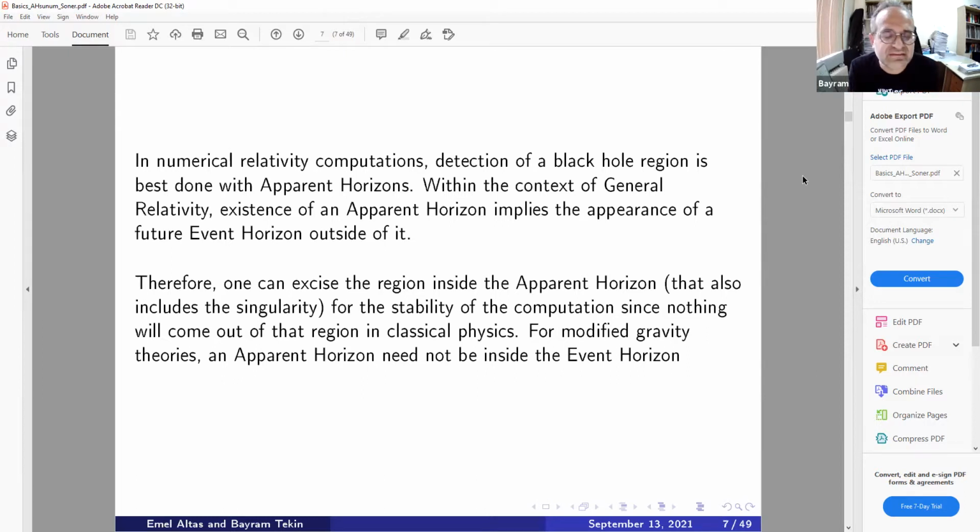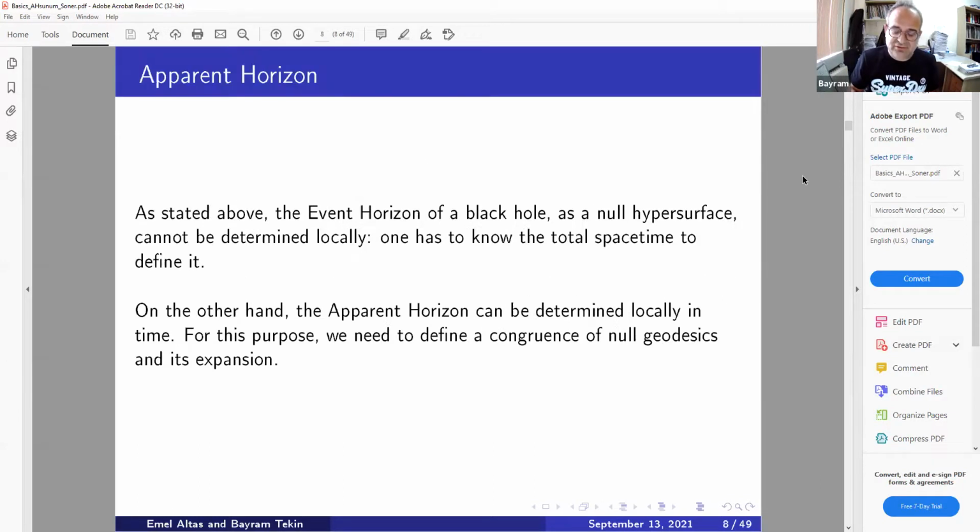Okay? Now, in numerical relativity computations, detection of a black hole region is best done with the apparent horizon. And I told you within the context of general relativity, the existence of an apparent horizon implies the appearance of a future event horizon. Now, what you do in numerical relativity computations is that you excise the region inside the apparent horizon. That also includes the singularity, for the stability of the computation, since nothing will come out of that region in classical physics anyway. So you cut that region out of your computation, and you work without singularities, okay? In modified gravity theories, apparent horizon need not be inside the event horizon. That is also important. Now, the apparent horizon. Sorry for that long introduction, but I had to do that.